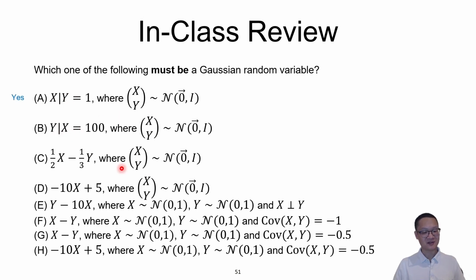B is very similar. We have two variables basically written in block form. So now Y given X equals 100, that must be a Gaussian random variable.